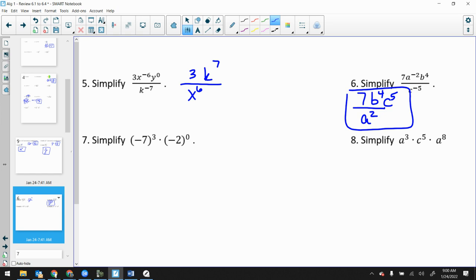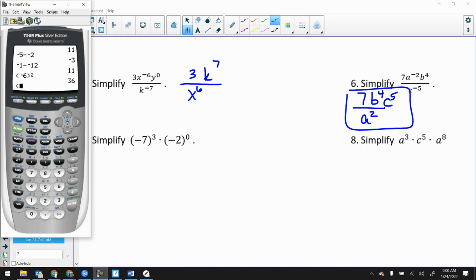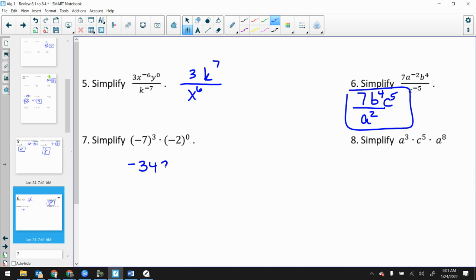Number 7 here. Okay, this is just asking me to evaluate. Negative 7 to the 3rd power is a negative 343. Is that right? Yep. Negative 343. And then you would say, okay, times negative 2 to the 0 power. Well, negative 2 to the 0 power is just 1. So we just don't write it anymore. It would be negative 343 times 1.